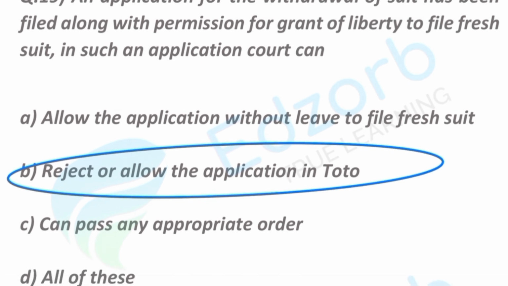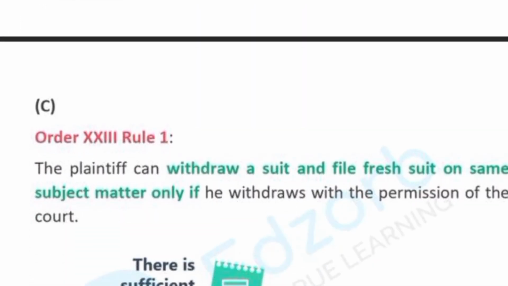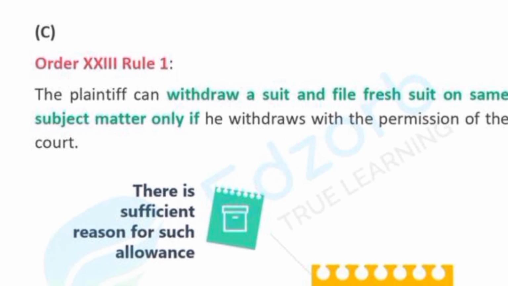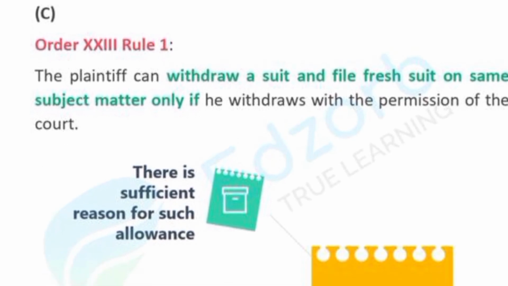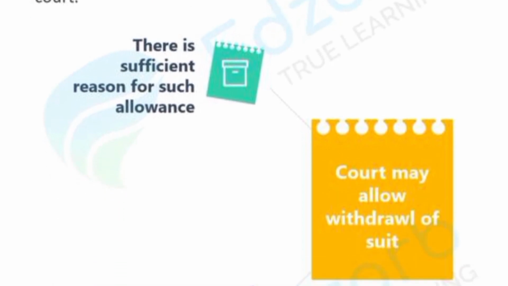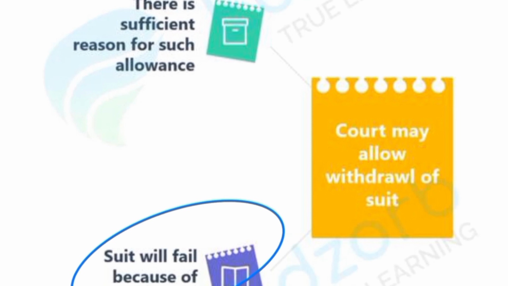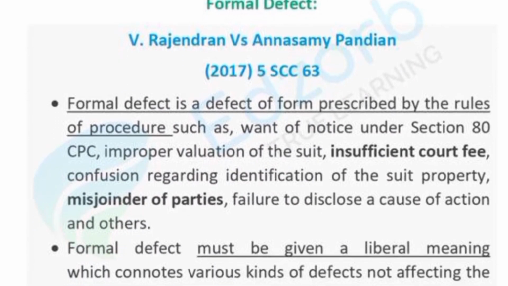Now you see, the 19th question is talking about one of the safeguards against res judicata. You can take permission and file afresh under Order 23 Rule 3 in two circumstances. One being there being some formal defect as a reason of which the suit fails, or if there is sufficient reason to grant permission to the plaintiff to file afresh.